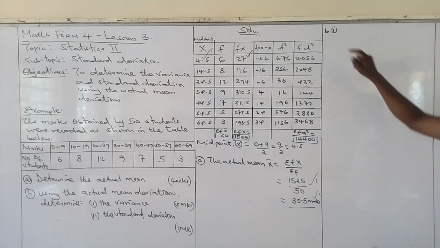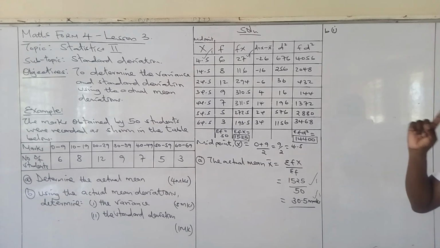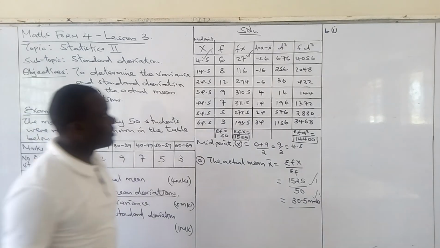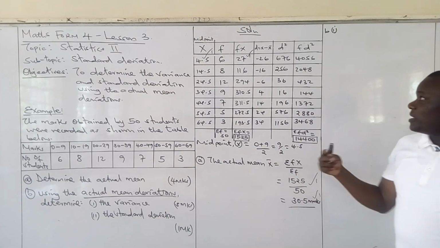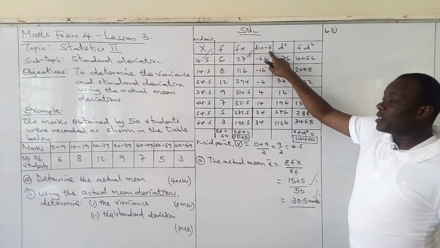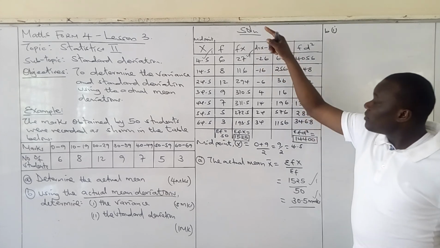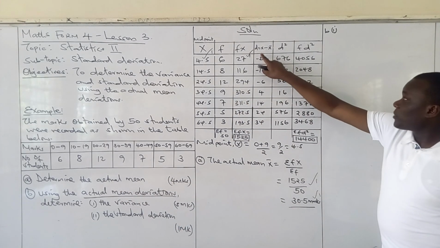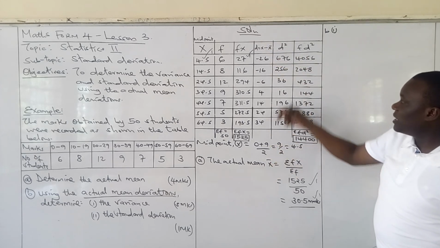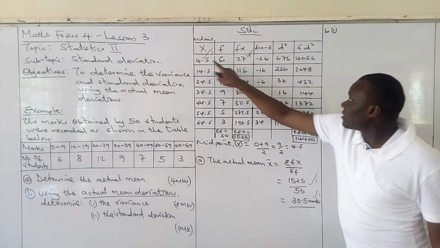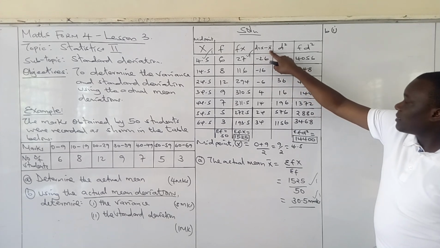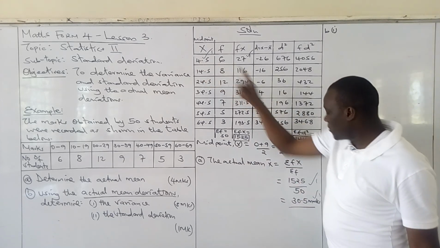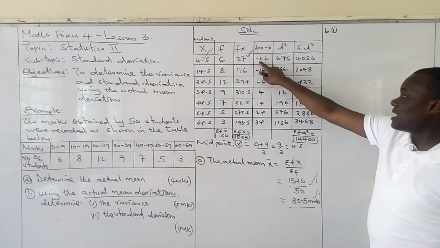So now let's go to the second question, which is variance. But remember, the main word here is using actual mean deviations. To obtain the actual mean deviation, it means you take the midpoint, you subtract the actual mean that you got at point A. Now, you can see I've already obtained the values of d. How? Taking this x, then we subtract the actual mean. Actual mean is 3.5. So if you take 4.5 minus 3.5, it gives you minus 26.